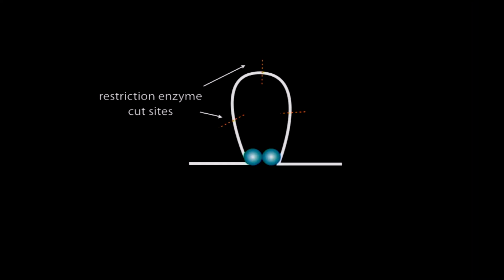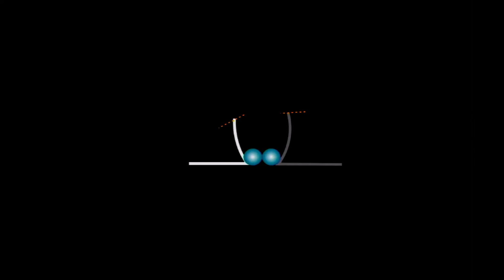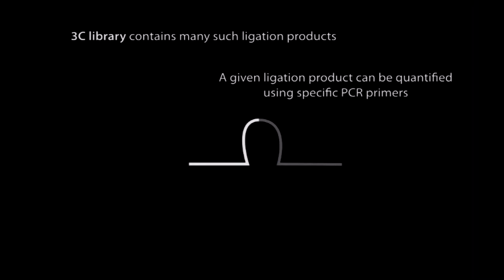And so once you've cut, you now have 2 chunks of DNA, which I've colored now white and gray, which are from different regions of the genome. And so you can ligate those, and if done well, most of the time you're going to get a ligation between 2 fragments. You can purify, and now we get these ligation products. And this is what makes the 3C library. And so you can now go into the 3C library and quantify these junctions.